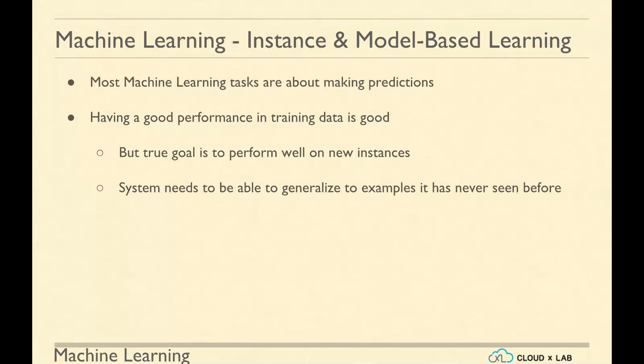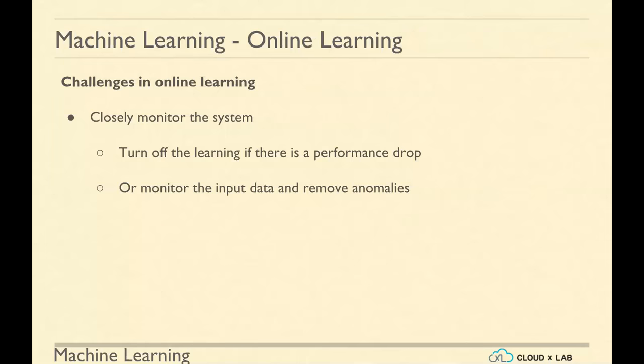Most machine learning tasks are about making predictions. Having a good performance in training data is good, but the true goal is to perform well on data which it has not seen. Basically it's good to be able to solve the exercises which you have already learned, but it is also very important for you to solve the exercises which you have not seen yet, right?